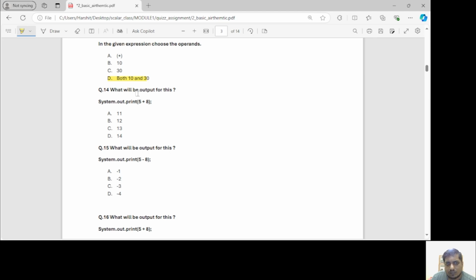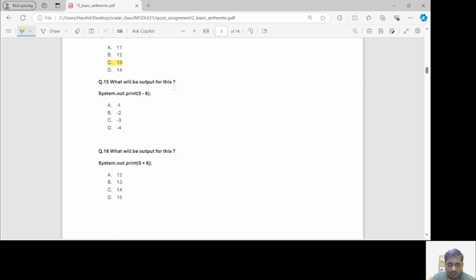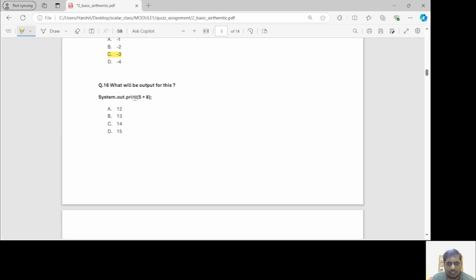What will be the output of this? Simple addition is required. 8 plus 5 is 13. See the operation. 5 minus 8 means minus 3. 5 plus 8 is 13.